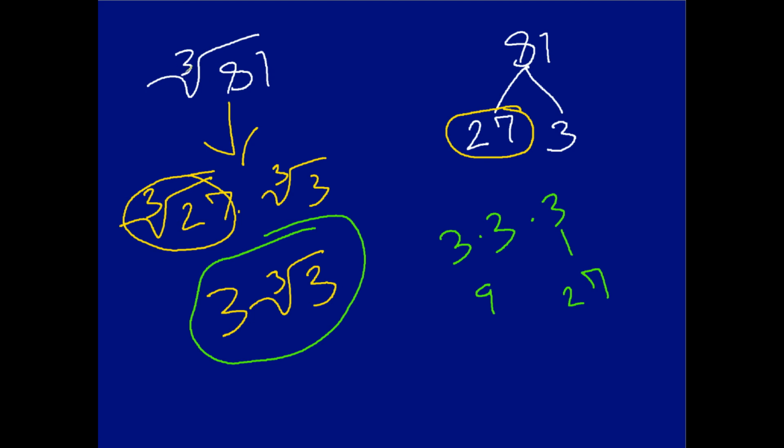When we had the cube root of 81, we factored out 27 and 3. 27 was a perfect cube. In other words, if you take the cube root of it, you'll get 3. And then we left the second one alone as it was. That's how it worked out.